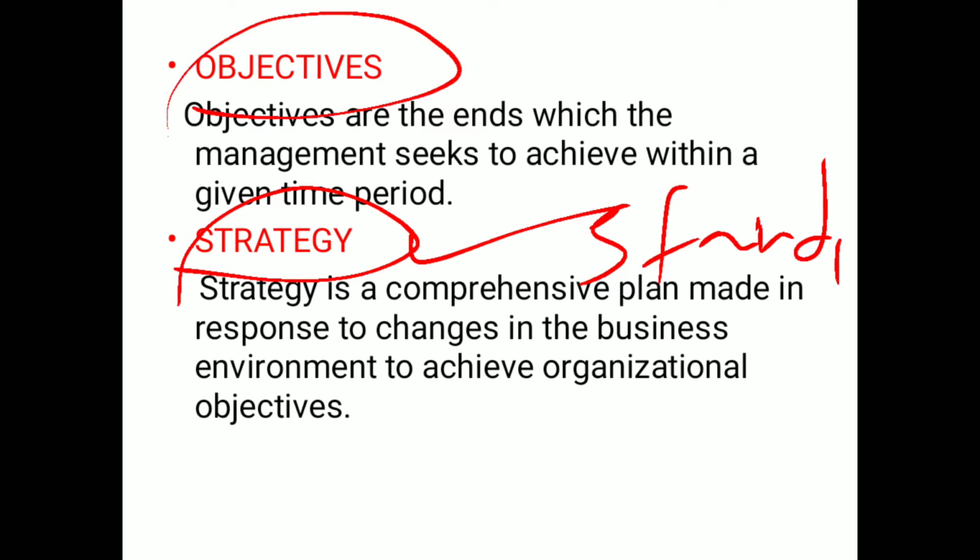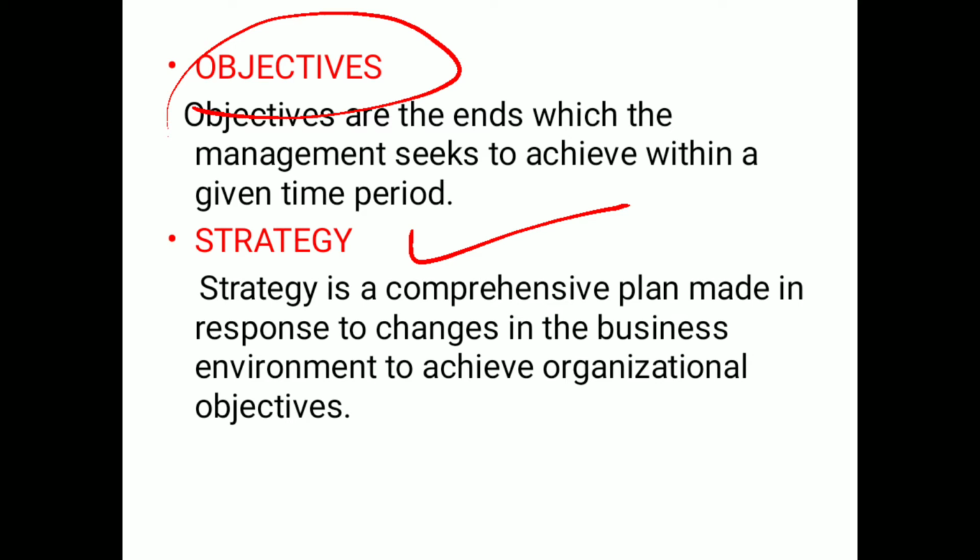Standing plan means the plan which is used again and again whenever a particular situation arises. Hence, strategy is nothing but a comprehensive plan made in response to changes in the business environment to achieve organizational objectives. Strategy provides the broad contours of an organization's business. The three dimensions or phases of strategy are determining the long term objectives, adopting a particular course of action, and allocating the resources necessary to achieve that particular objective. So this is a strategy.